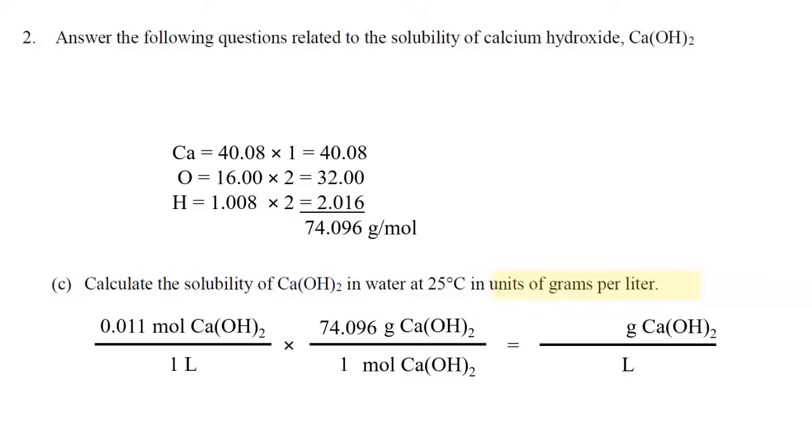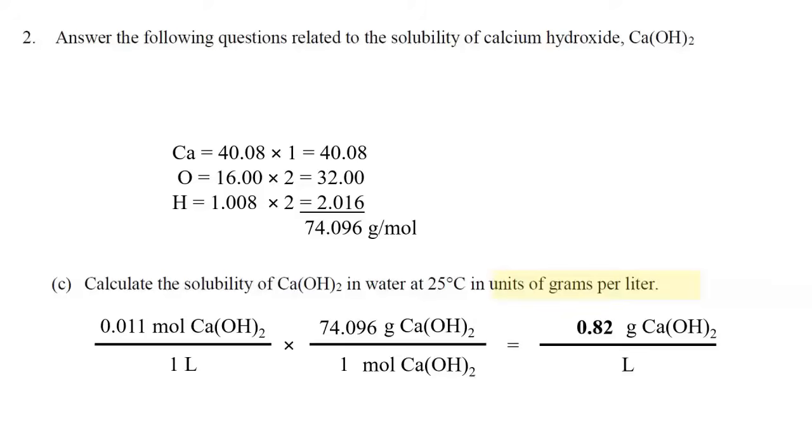74.096 grams per mole. Now, if we take 0.011, which was the answer to part B, and we multiply by the molar mass, 74.096 grams per mole, we get 0.81506 grams of calcium hydroxide per liter. And when I round that off to two significant figures, I get 0.82 grams per liter.